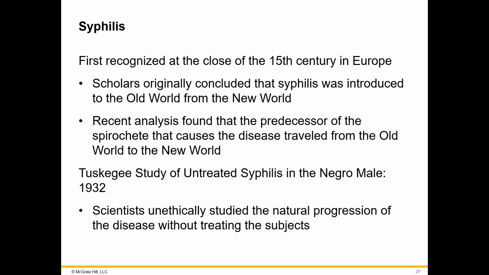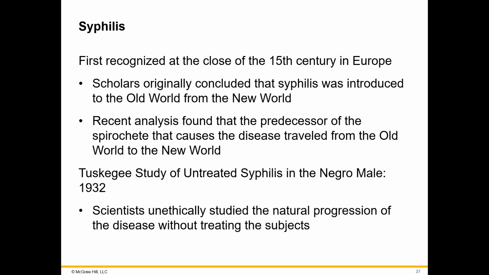In the 30s, they started this study called the Tuskegee study of untreated syphilis in the Negro male. That continued into the 70s. It's about a 40-year-long study where scientists unethically studied the natural progression of the disease without treating the subjects, even though treatment was readily available and effective.